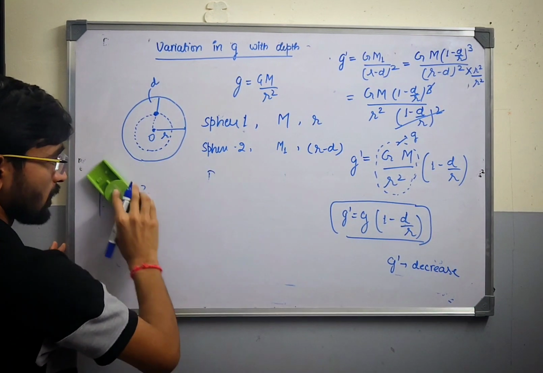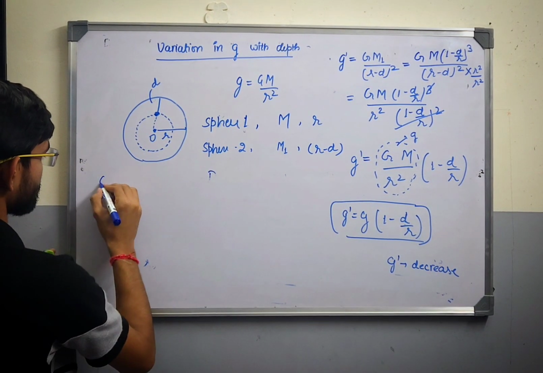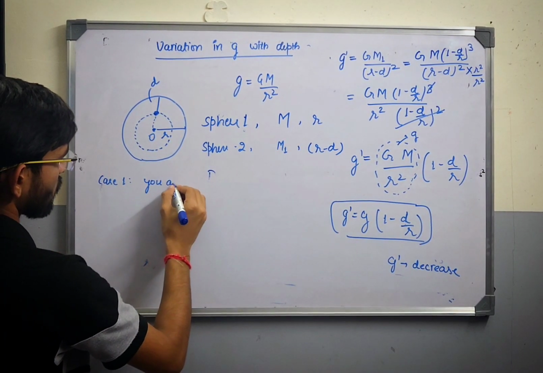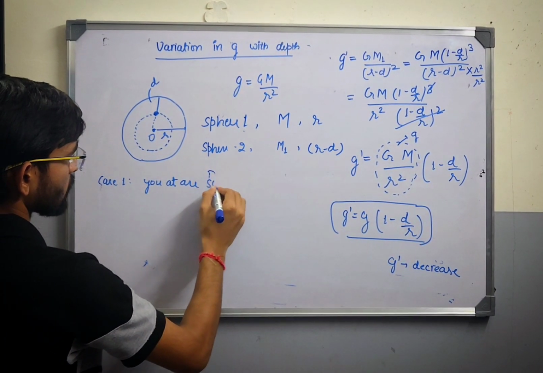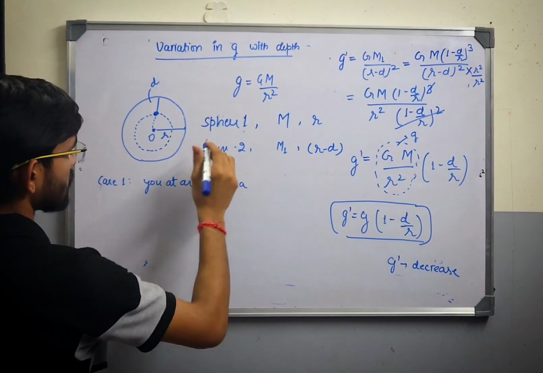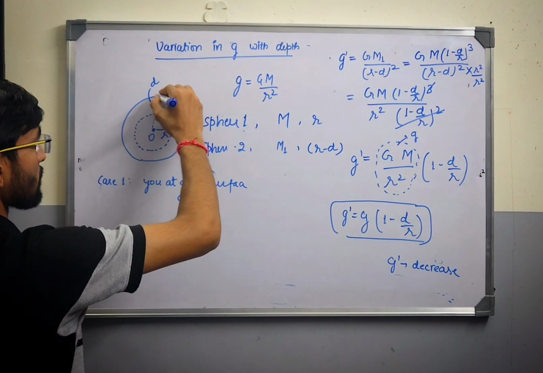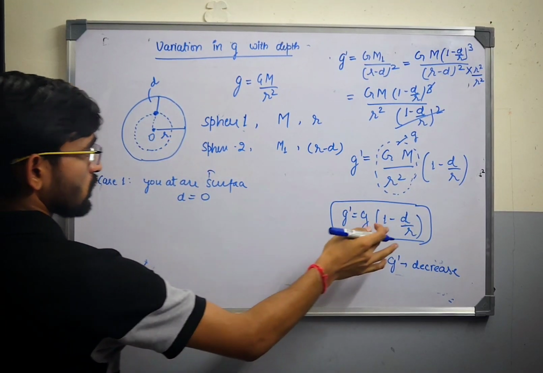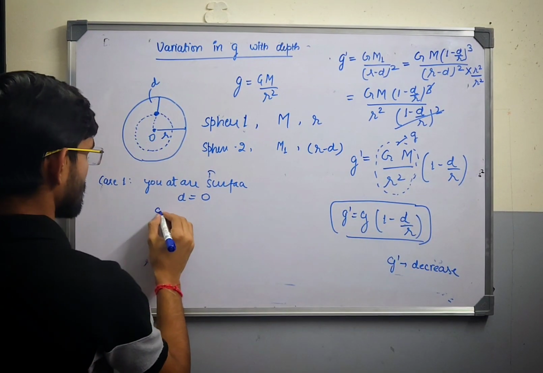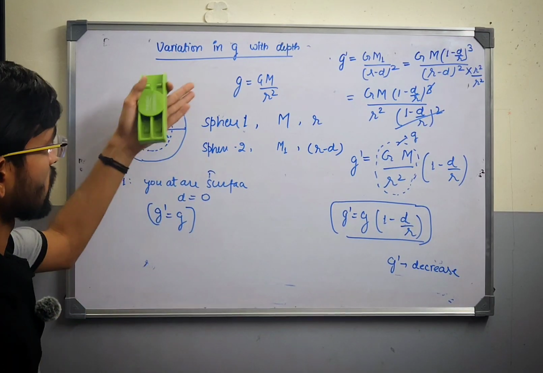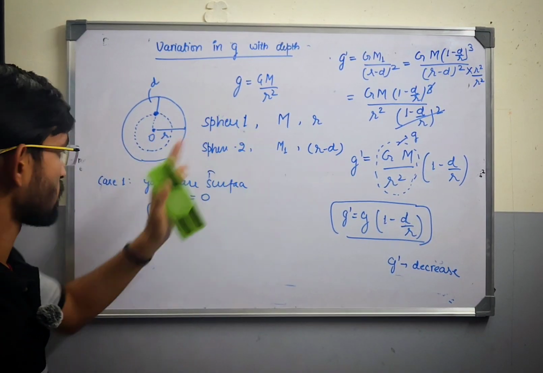Case 1, you are at the surface of earth. If you are at the surface, then d equal to 0. This depth will be 0 if you are here. So put d equal to 0, you will get g prime equal to g. Means you are getting the acceleration due to gravity at the surface of earth.